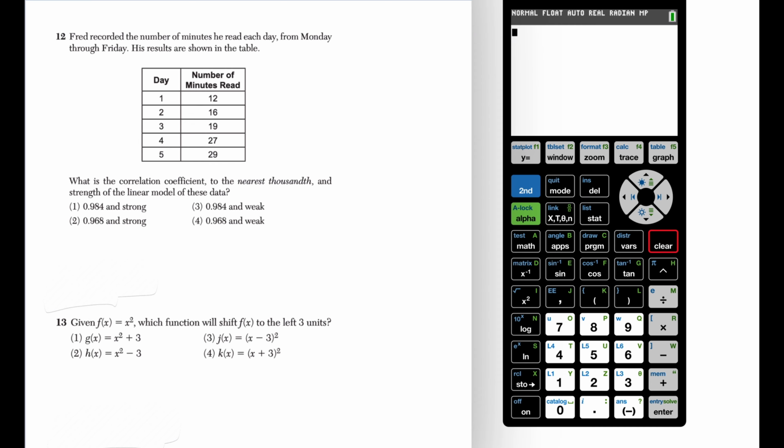Let's look at the answers for 12 and 13. The answers are 1 and 4. Check and see how you did on these. Now, for number 12, this is a linear regression problem. And this is definitely going to be one of the 4-point questions at the very end, so we're going to use our calculators for it. Fred recorded the number of minutes he read each day from Monday through Friday. His results are shown in the table. What is the correlation coefficient to the nearest thousandth and the strength of the linear model?